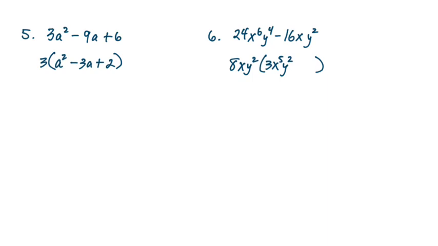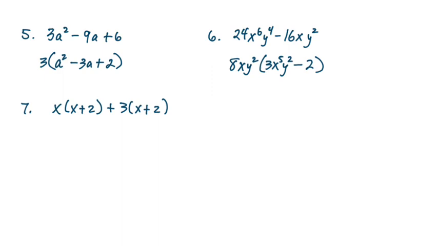And then you have to ask yourself, what times 8xy squared gives you the negative 16xy squared? Well, the only thing there we need is a minus 2, because negative 2 times 8xy squared will give us the minus 16xy squared. All right, so hopefully you got those right. I'm going to give you one more. This one's a little bit different. We've got x times the quantity x plus 2, plus 3 times the quantity x plus 2. So go ahead and give that one a try and then watch the video.